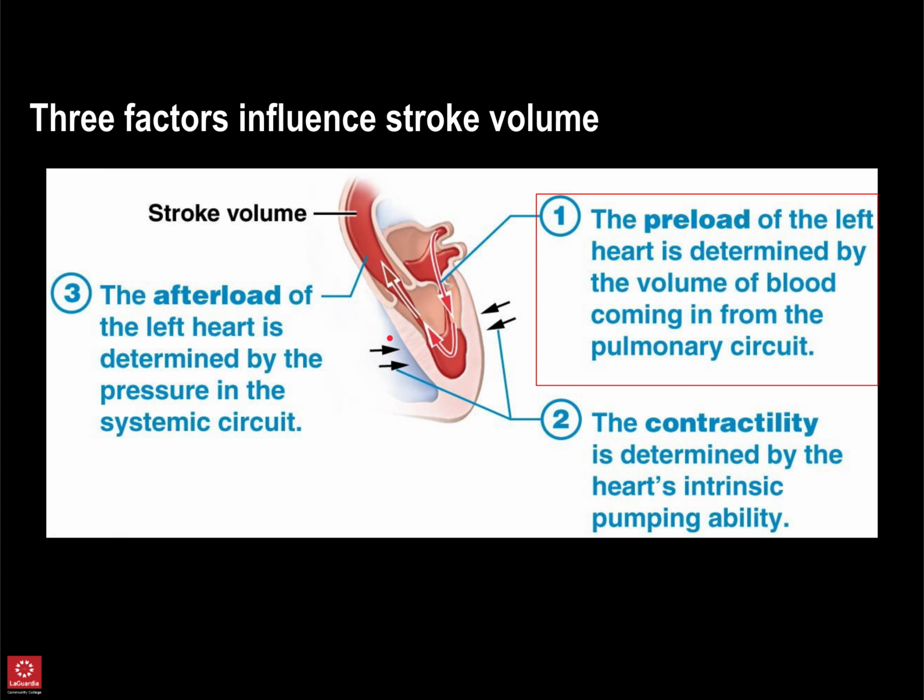And 3 factors influence stroke volume. So we have something called preload, which for the left heart is determined by the volume of blood coming in from the pulmonary circuit. Then we have contractility, which is determined by the heart's intrinsic pumping ability. And then we have afterload of the heart, which is determined by the pressure in the systemic circuit. The left heart's afterload is determined by the pressure in the systemic circuit.